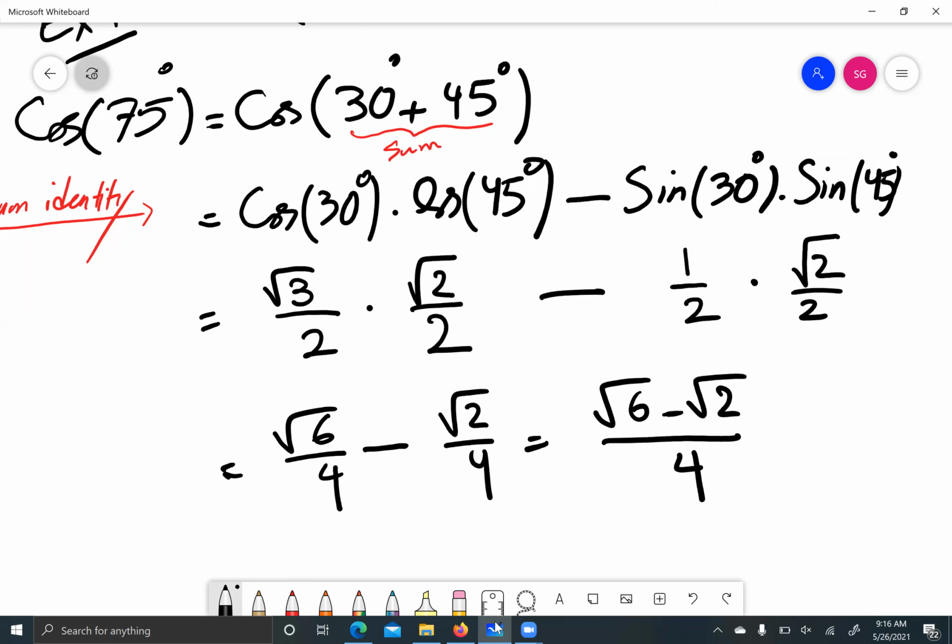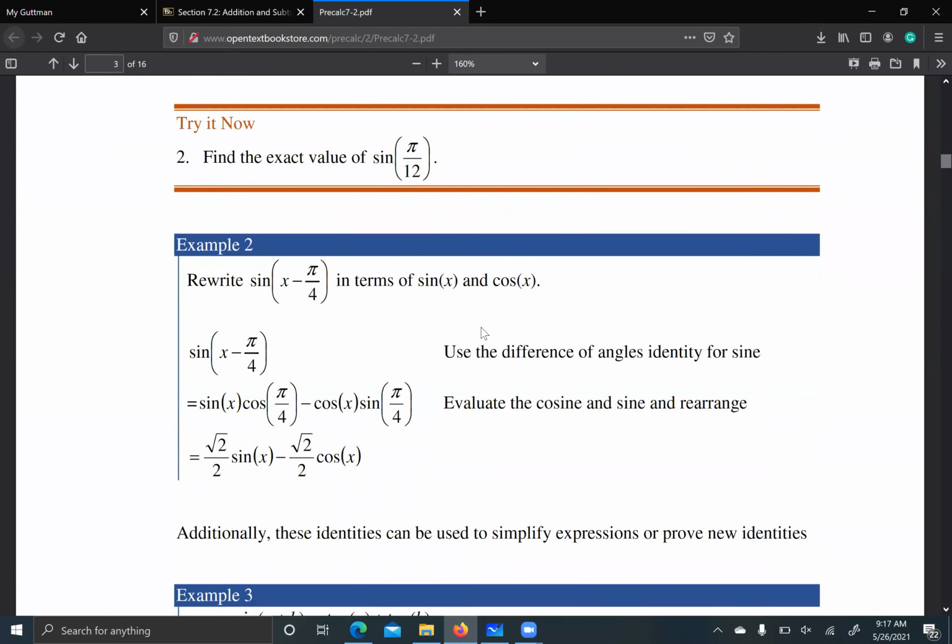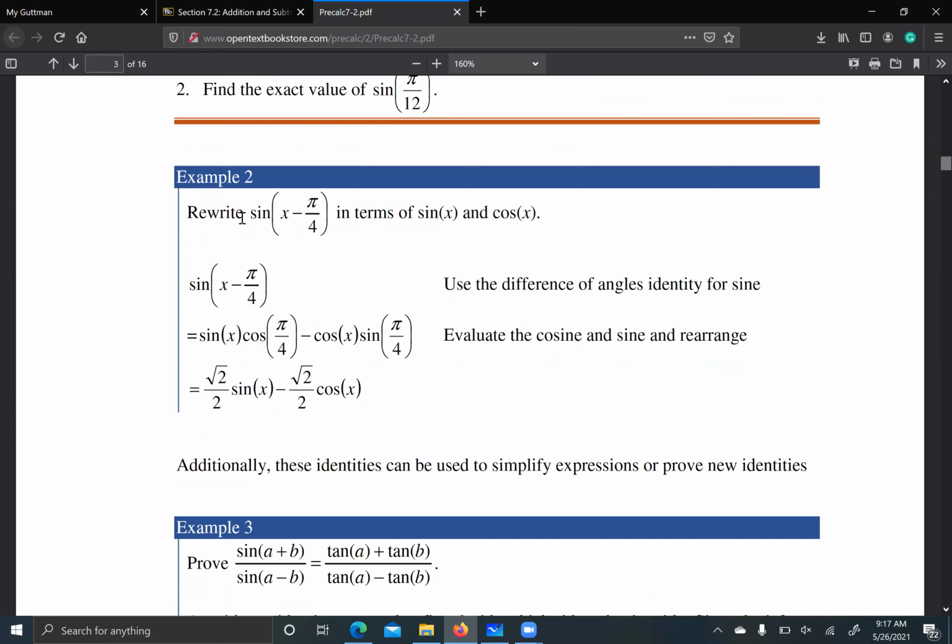The point was that because we wanted to find the exact value of cosine of 75, we rewrote 75 as a summation of two known angles, and then we used the cosine sum of angles identity. Then we evaluated, and then we simplified. Let's look at another example. The question is to rewrite sine of x minus pi over 4 in terms of sine and cosine.